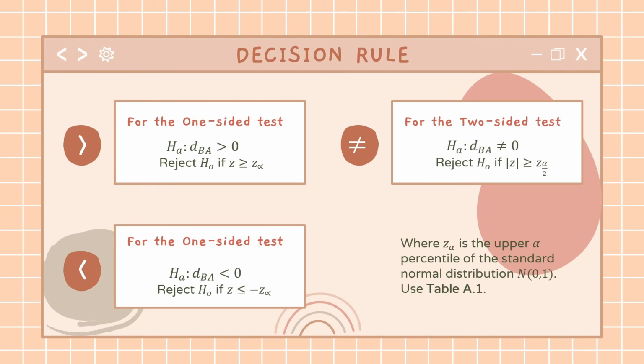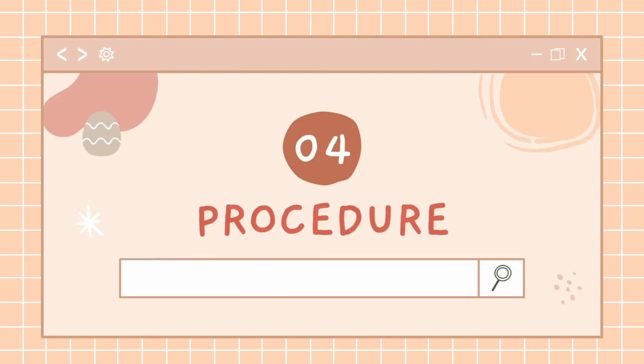So, for the decision rule, yung test statistic ng DBA is in the form of Z. So, kapag yung alternative natin is in the form of DBA greater than 0, reject null if Z is greater than or equal to Z sub alpha. For kapag DBA is less than 0 naman, reject null if Z is less than or equal to negative Z sub alpha. And for the two-sided test naman, if yung alternative natin is in the form of DBA not equal to 0, reject null if absolute value of Z is greater than or equal to Z sub alpha over 2. So for this one, we will use table 8.1.